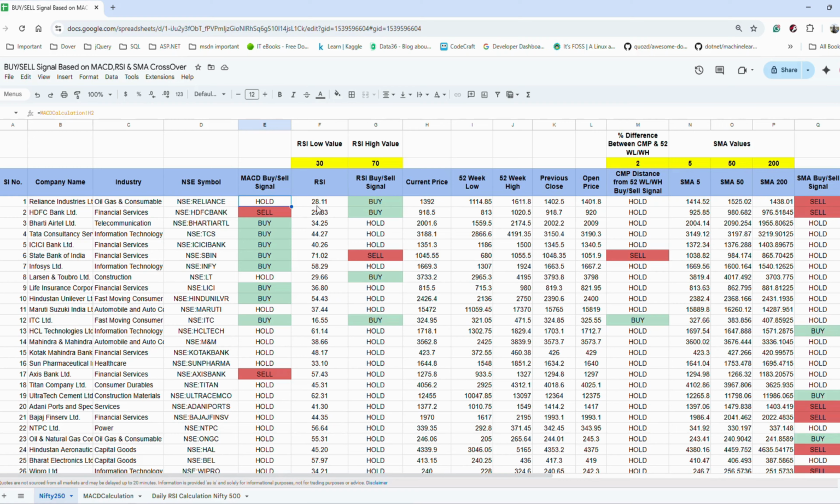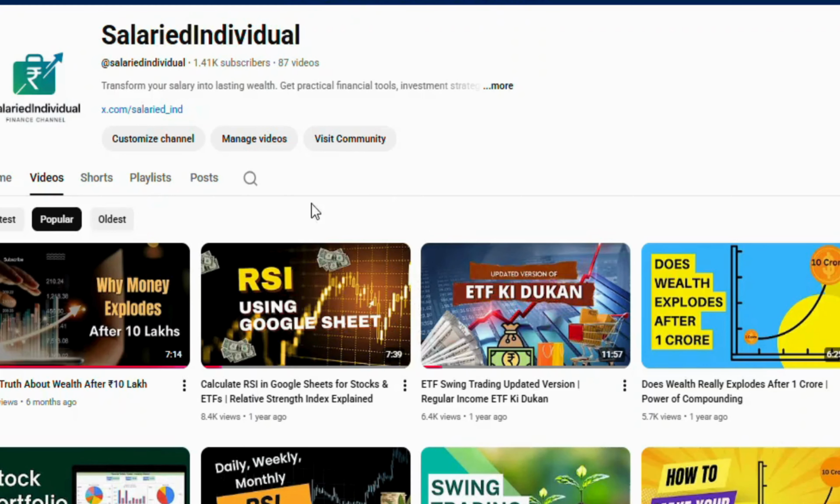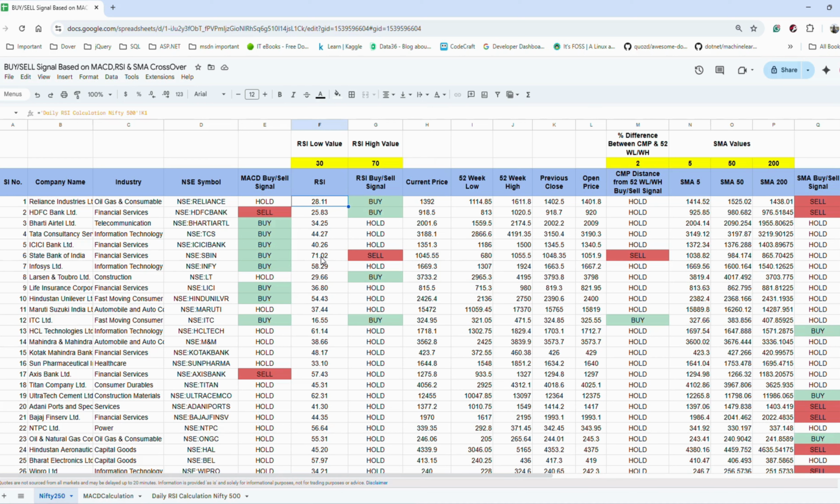And then we have RSI. This is nothing but the current RSI of the stocks, and then we have the RSI buy and sell signal. For the current RSI, I have created an earlier video where I show how to calculate the RSI in Google Sheets. I will link it in the description also. Now in this indicator, what I am doing is saying what is the indicator for buy and what is the indicator for sell.